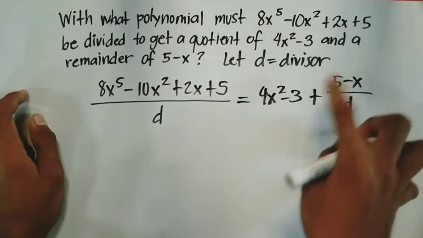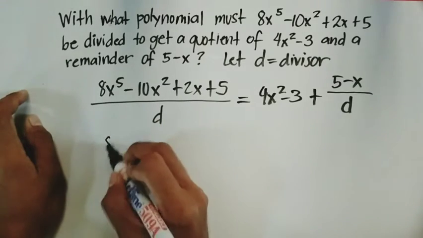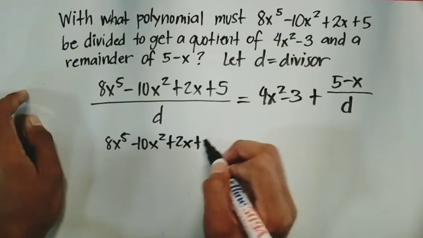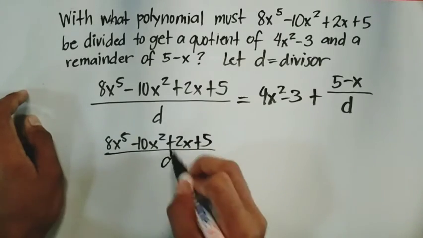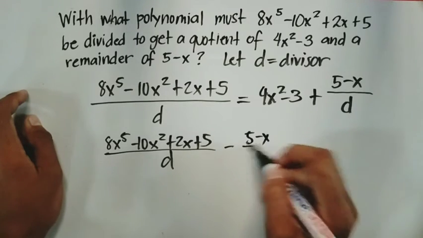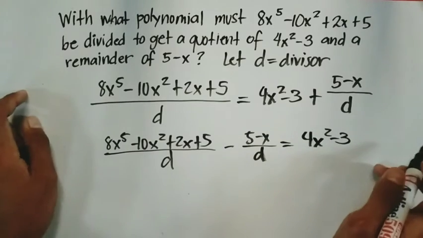Pwede natin to, itong whole expression, ikabila. So, magiging 8x to the 5 minus 10x squared plus 2x plus 5 over d. So, from positive magiging negative. 5 minus x over d. And matitira na lang is 4x squared minus 3.